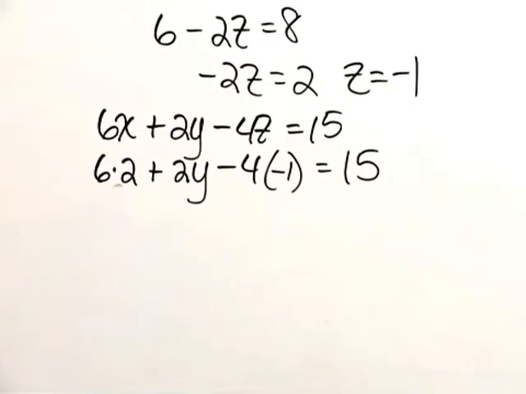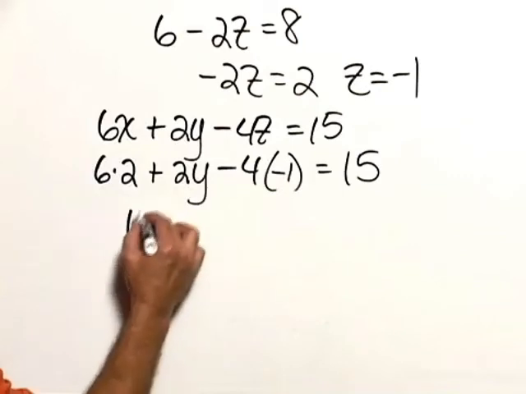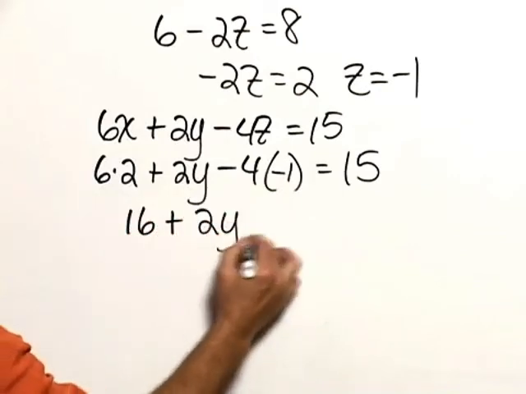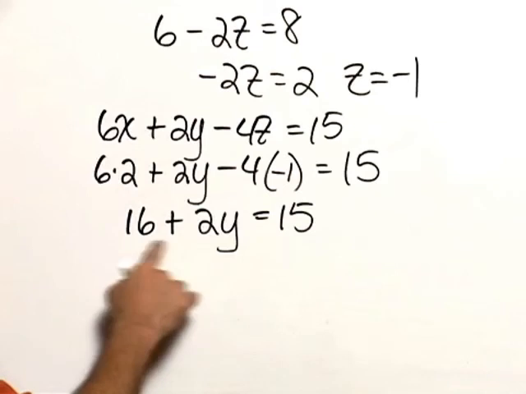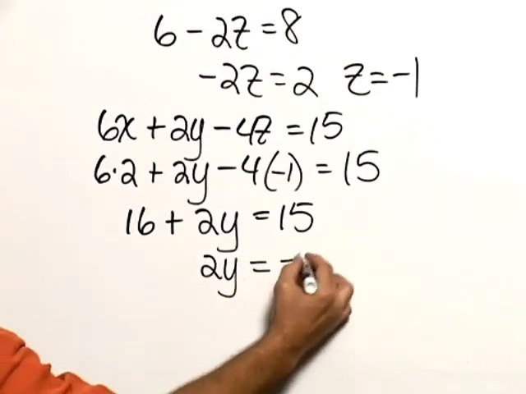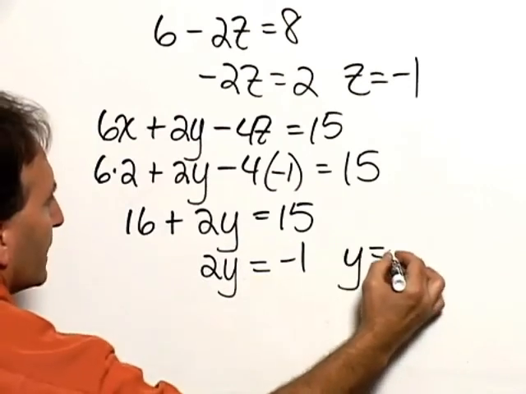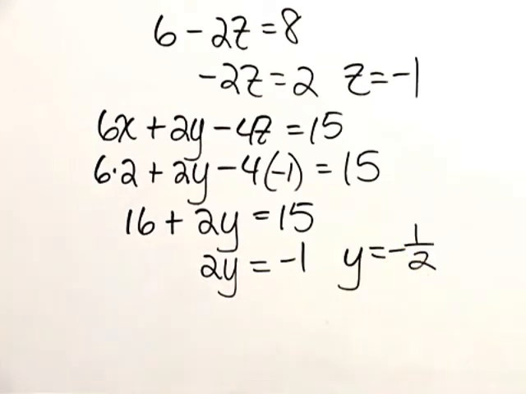Let's simplify the left-hand side. And so 6 times 2 is 12 plus 2y minus 4 times -1 is positive 4. 12 and 4 is 16. So 16 plus 2y equals 15. Subtracting 16 from each side, we get 2y equals -1. Dividing both sides by 2, we get y equals -1/2.